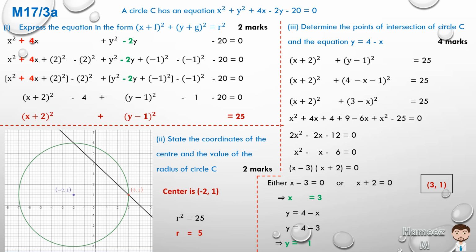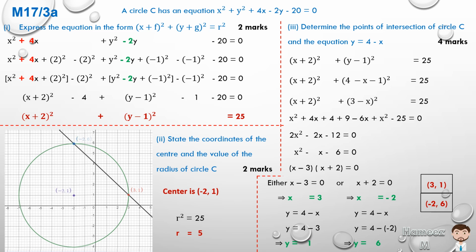Or x plus 2 is equal to 0, which means x is equal to minus 2. And y is equal to 4 minus x, so we can substitute in here. It'll give us y is equal to 4 minus minus 2. 4 minus minus 2 is 4 plus 2, which is 6. So the second point of intersection is (minus 2, 6). So we can see on the graph where we have the center, we have the radius of 5, and we have the points of intersection of that straight line with the circle.